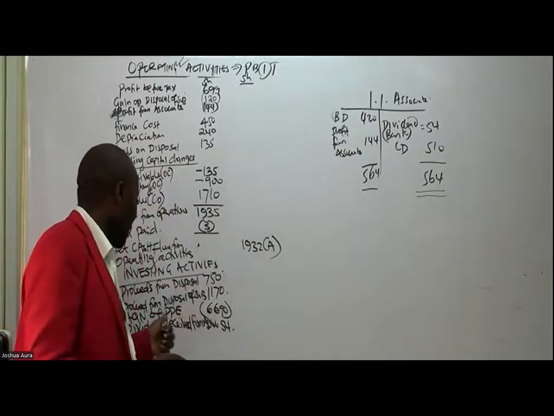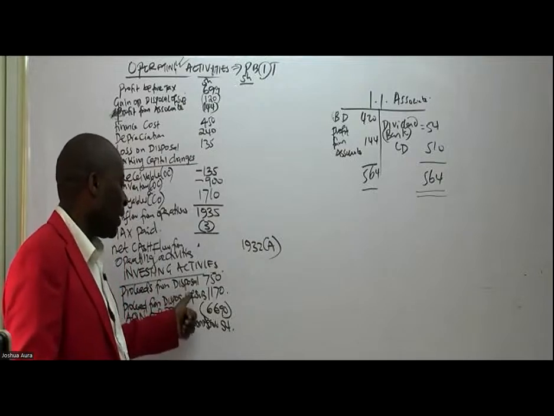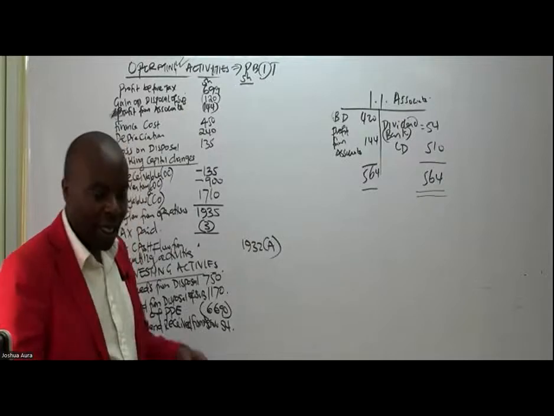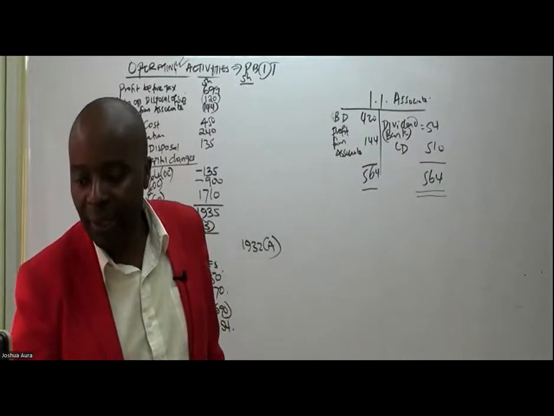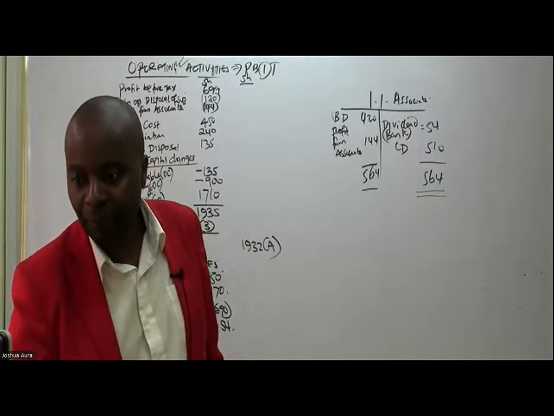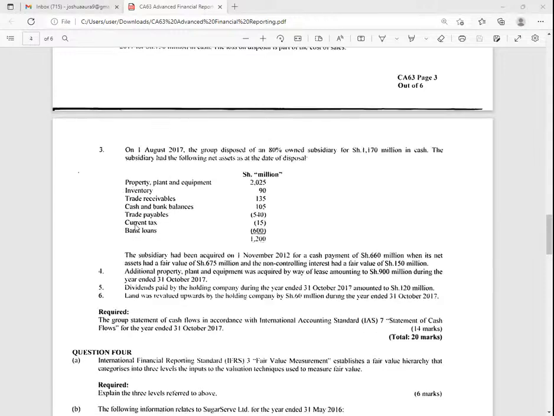So we need to come and say proceeds from disposal of subsidiary less the cash in the subsidiary disposed. Please look at the cash. Look at the subsidiary that we sold. It has got cash and bank. Are you able to see the figure of 105? This figure of 105 has to be subtracted.